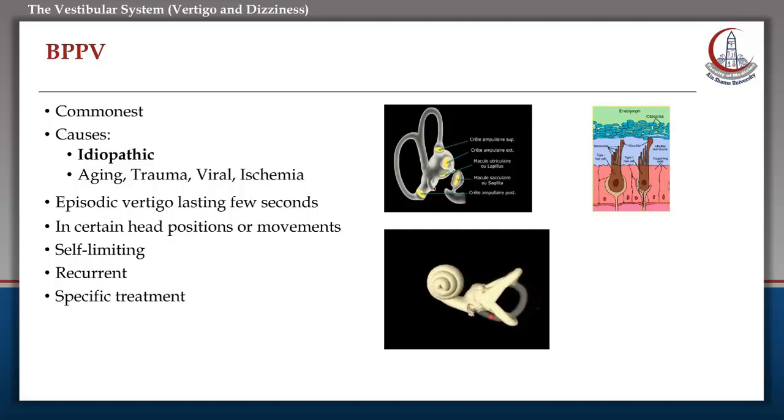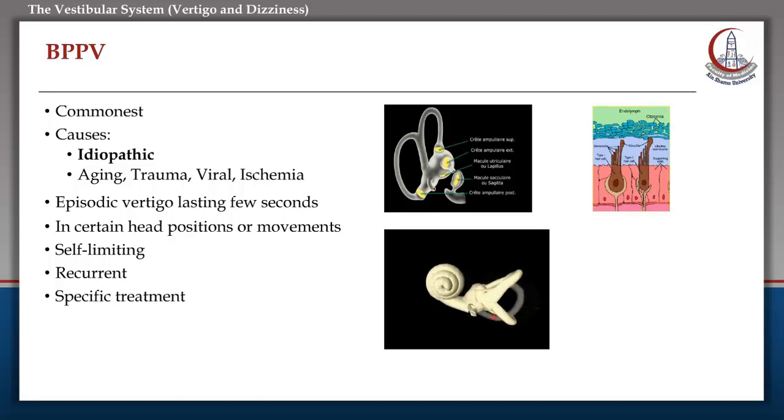So if one of these particles goes into one of these canals, it will stimulate this canal, even if the head is not rotating. So once we put the head in a certain position, usually it is the posterior canal, which is the commonest and the lowest canal, once one of these particles goes into this canal, it will stimulate it. So when I put my head in a certain position, this particle will go into the canal and cause some stimulation of the canal, leading to this abnormal sensation of vertigo and movement.